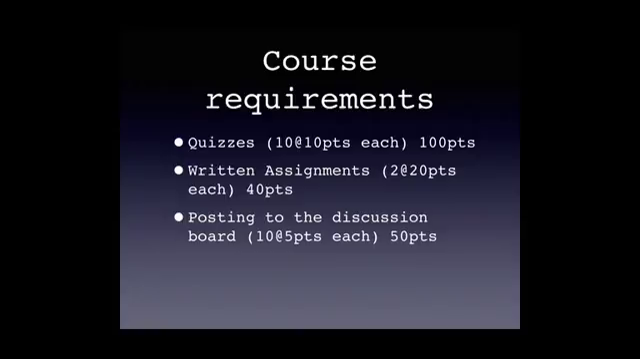There are 2 written assignments. Each of those written assignments is 20 points apiece for a total of 40 points. And then there's a posting to the discussion board, again, for each of those 10 modules at 5 points each for a total of 50 points. So the total possible points for the course is 190 points.